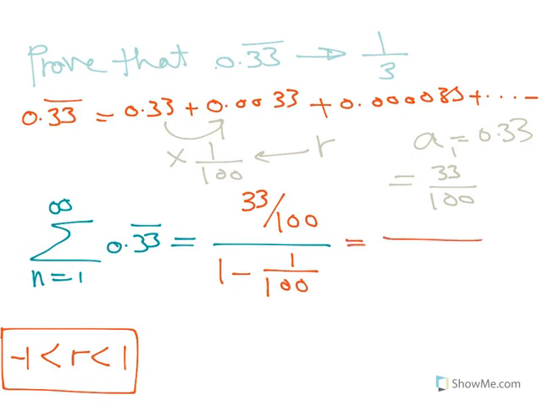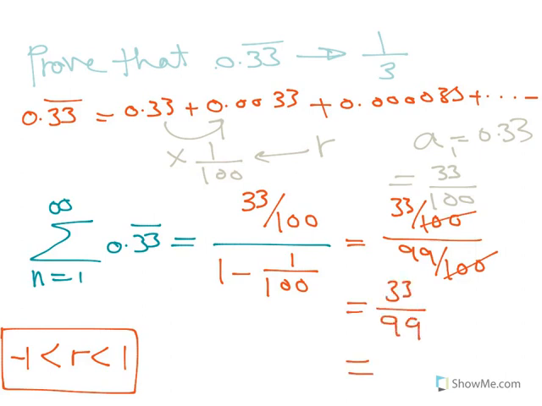So let's simplify this. It's going to be 33 over 100 over 99 over 100. So we cancel this out, and the answer is 33 over 99. And if you divide 33 by 99, it will give you 1 over 3. And that's exactly what you wanted to prove. So here we go. You can do this with any number you can think of.